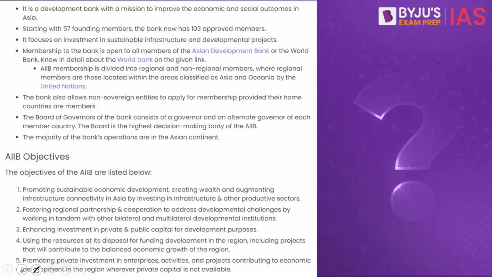It is a development bank with a mission to improve the economic and social outcomes in the Asia Pacific region. Starting with 57 founding members, the bank now has 103 approved members. The bank allows non-sovereign entities.